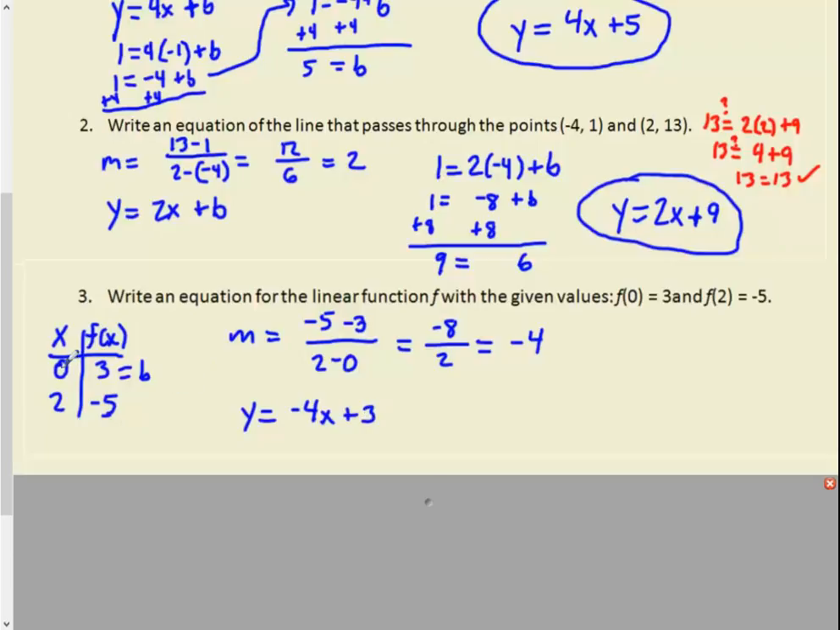If this value had not been 0, then we would have to substitute values for x. Or remember, we could write this f of x to match the format we were given here. f of x equals -4x plus 3.